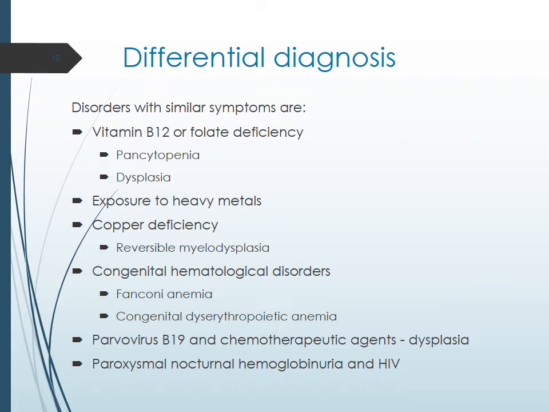Congenital hematologic disorders such as Fanconi's anemia and congenital dyserythropoietic anemia may also cause dysplasia. Parvovirus B19 and chemotherapy agents also cause dysplasia. PNH, paroxysmal nocturnal hemoglobinuria, also causes similar features. Exposure to some drugs and chemicals can also cause this kind of disorder.